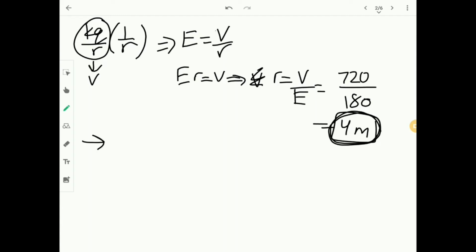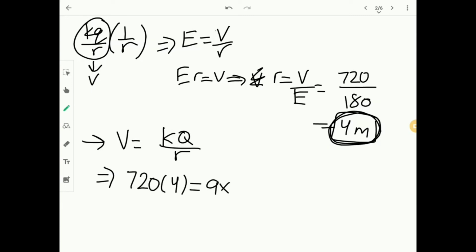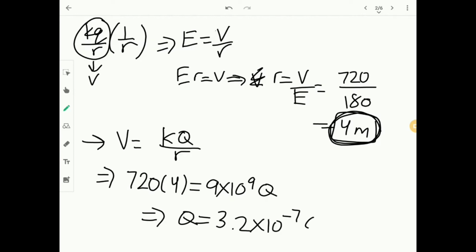Now we're looking for the charge. We can use any formula. I personally prefer the V one because it's less work. V equals KQ over R, since R is 4, so 720 times 4 equals 9 times 10 to the 9 Q. If we simplify, we should get Q equals 3.2 times 10 to the power of minus 7 coulombs.